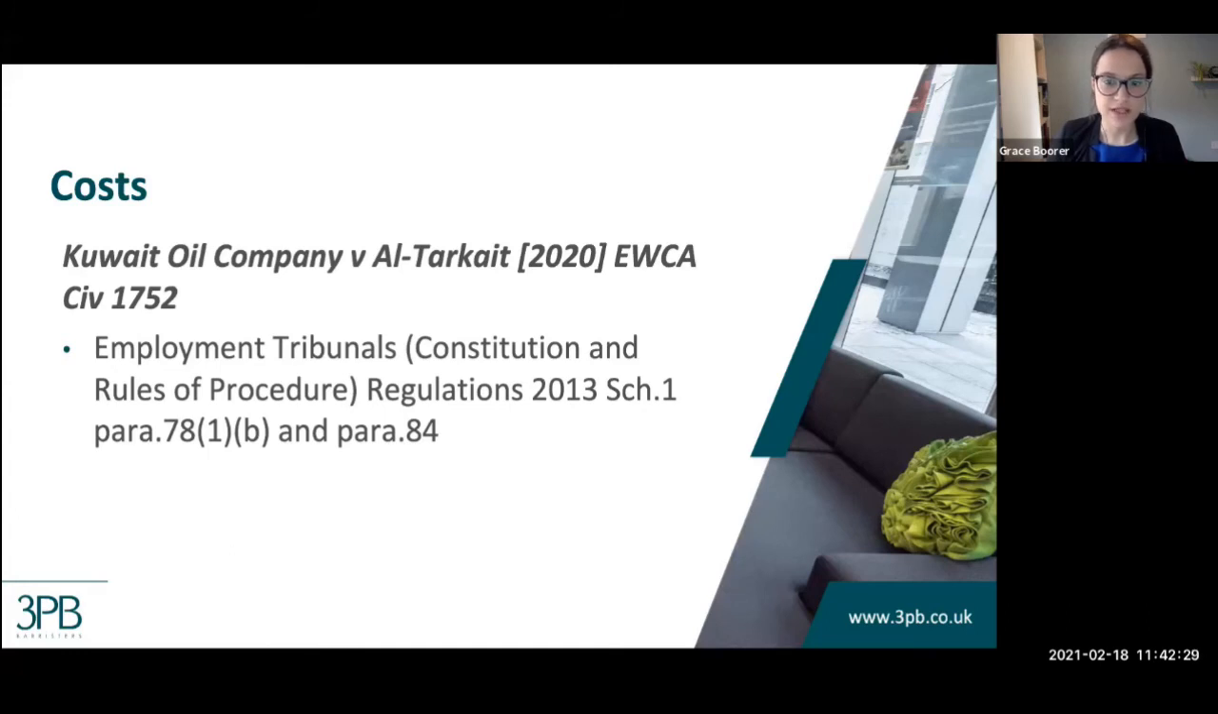The first option under 78(1)(a) is that there may be a specified amount of costs not exceeding £20,000 ordered. And the second option, 78(1)(b), is that a tribunal may order a whole or specified part of costs with the amount to be determined by detailed assessment. Rule 84 of the Tribunal Rules allows a tribunal, when deciding whether or not to make a costs order, to have regard to the paying party's ability to pay. And it's those rules which were taken into account by the Tribunal, the Employment Appeal Tribunal, and the Court of Appeal in the recent decision of Kuwait Oil Company.